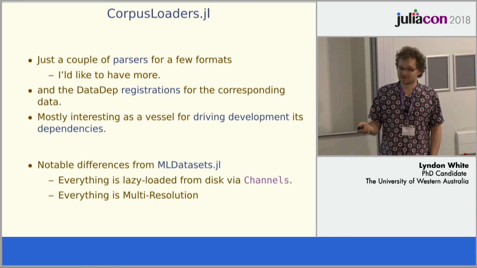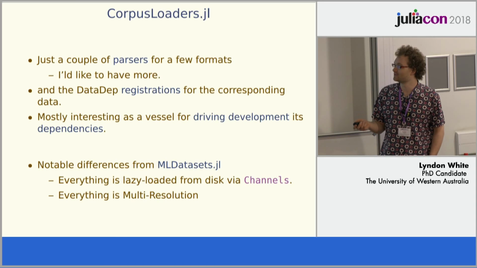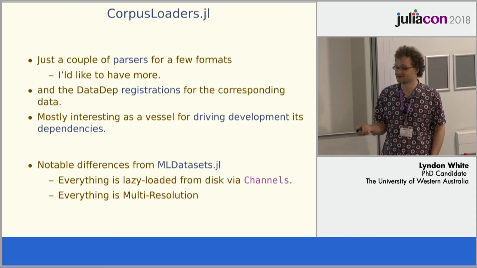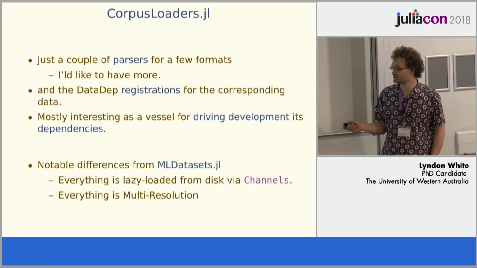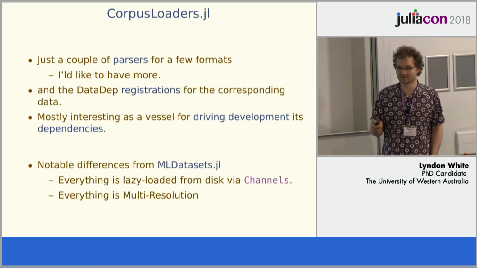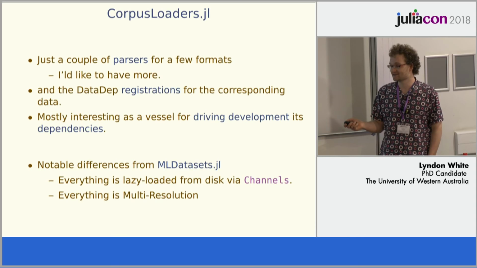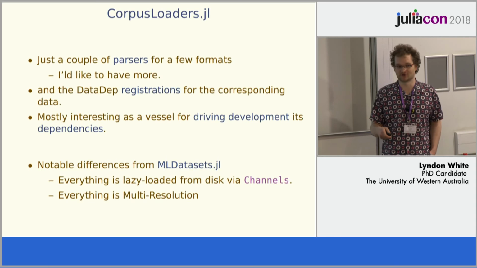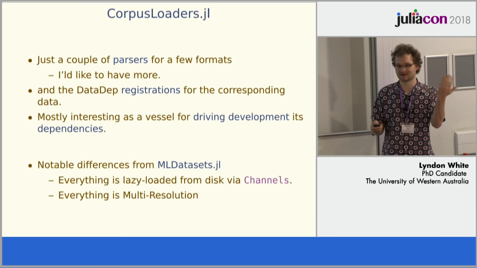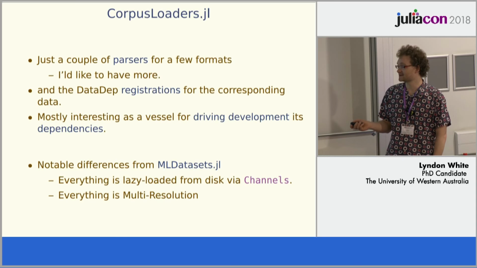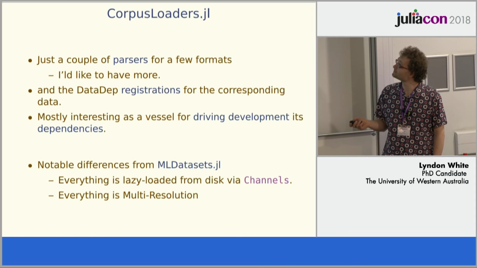So CorpusLoaders itself just has a few parsers for a few semi-standard formats used in NLP, and the registration blocks required to actually download the data in those formats. It's very similar to ML datasets. We've been talking about maybe merging it with ML datasets, but it has a few differences. One is that it always lazily loads your data from disk. I don't want to load all of Wikipedia into the 2 gig of RAM that my laptop has, so it does it just lazily on request. The other one is everything's multi-resolution, which I'll talk about in a bit.